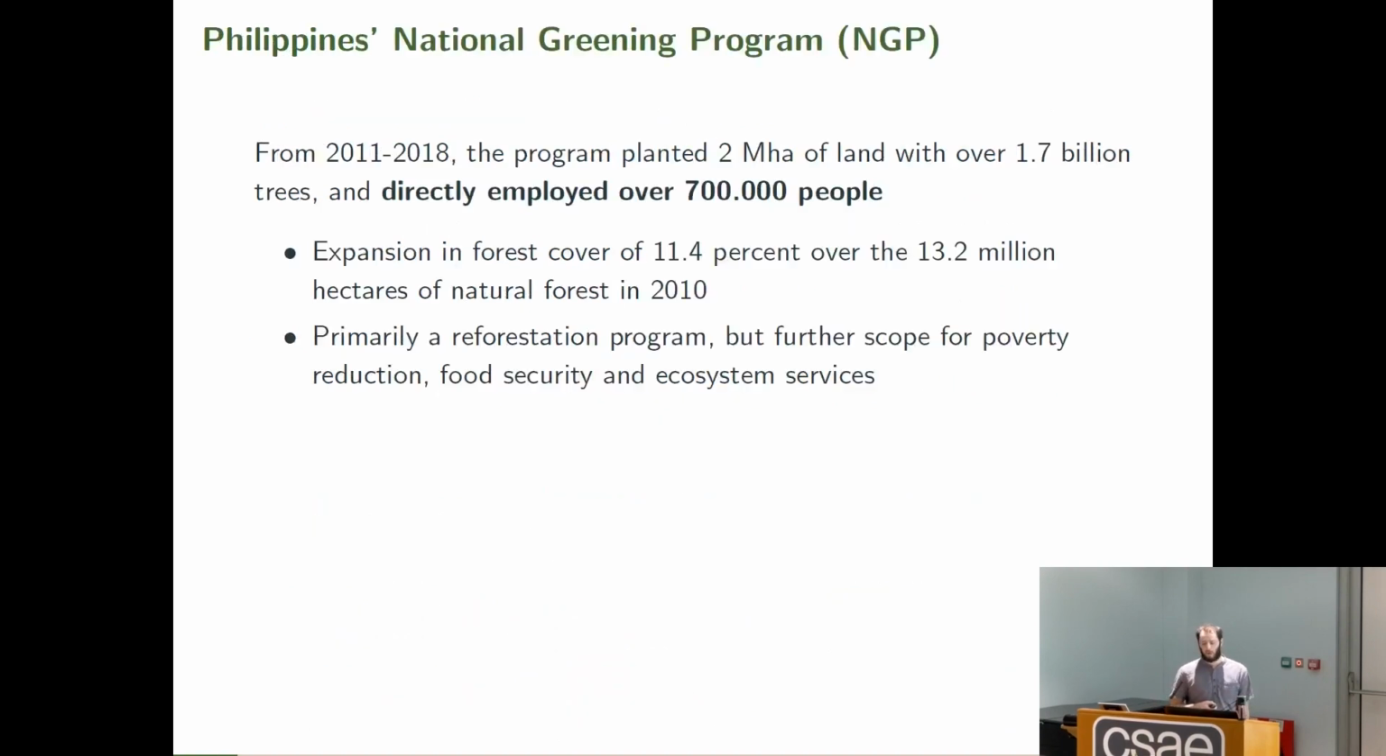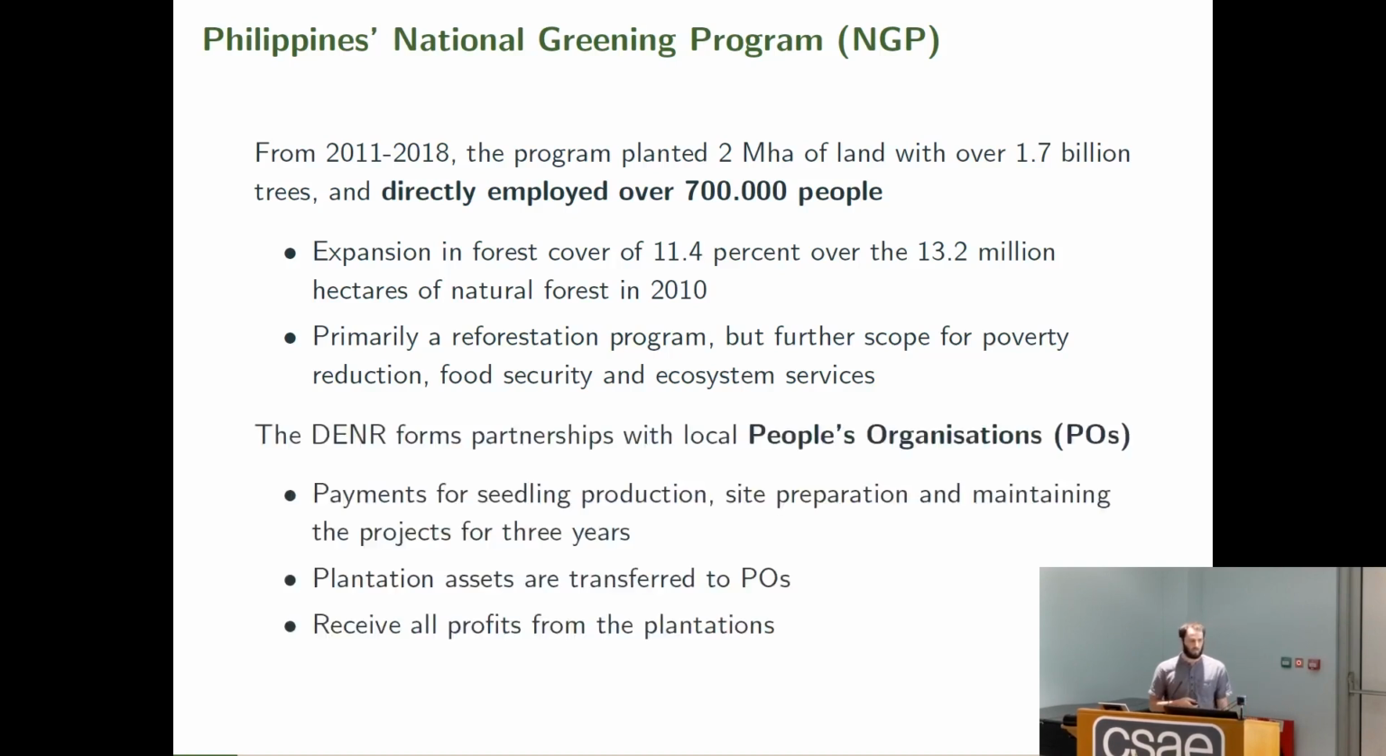Okay, so this study is based in the Philippines, and we're going to look at a program called the National Greening Program. From 2011 to 2018, the program planted over 2 million hectares of land. This is over 1.7 billion trees and directly employed over 700,000 people. The expansion of forest cover was 11.4% over the 13.2 million hectares that they had in 2010, at the baseline. The primary aim of this program is reforestation, but there were other scopes for poverty reduction, food security, and ecosystem services.